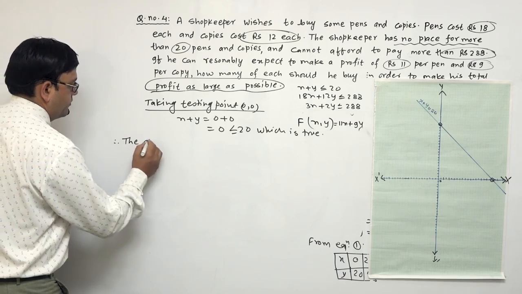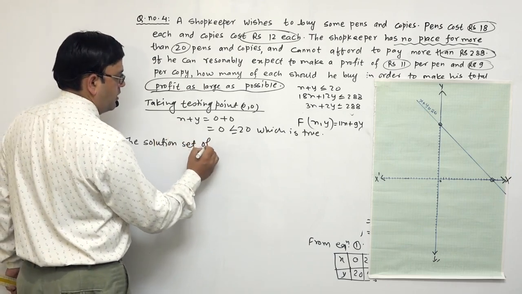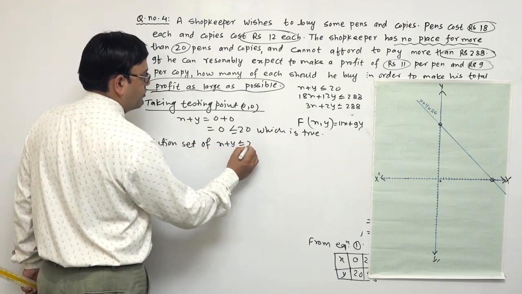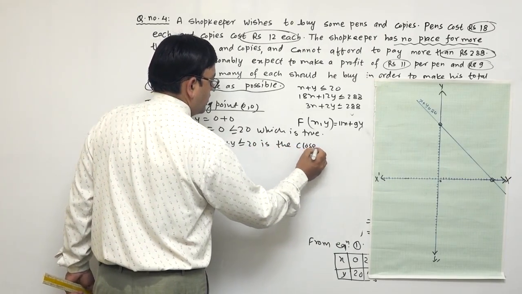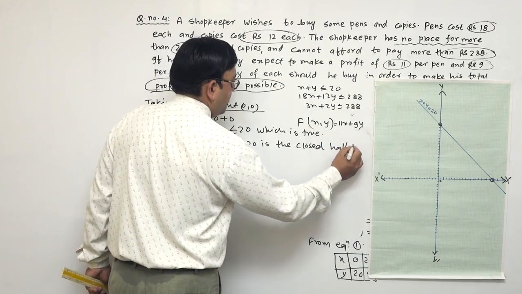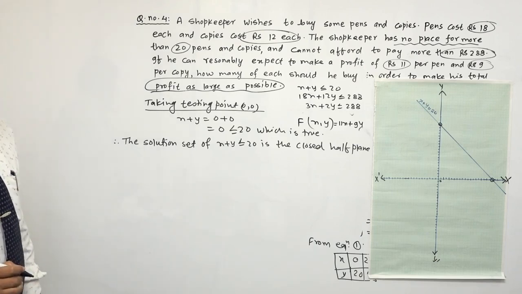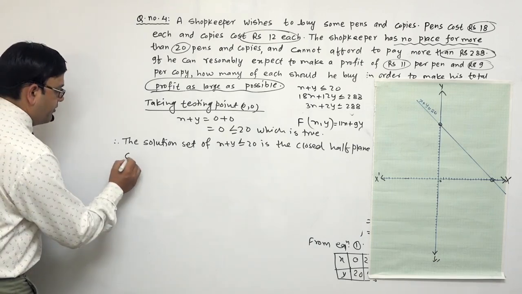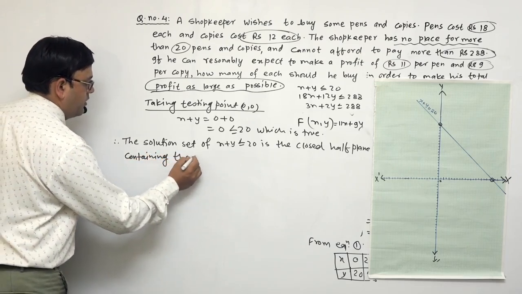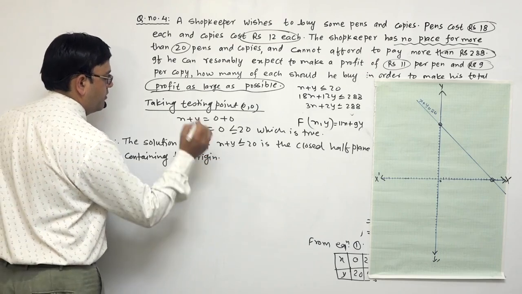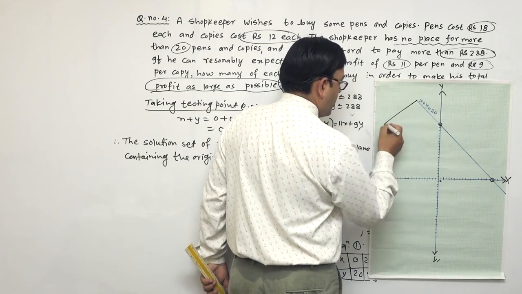Therefore, the solution set of x plus y less or equal to 20 is the closed half plane containing the origin. So we have to give an arrow like this.